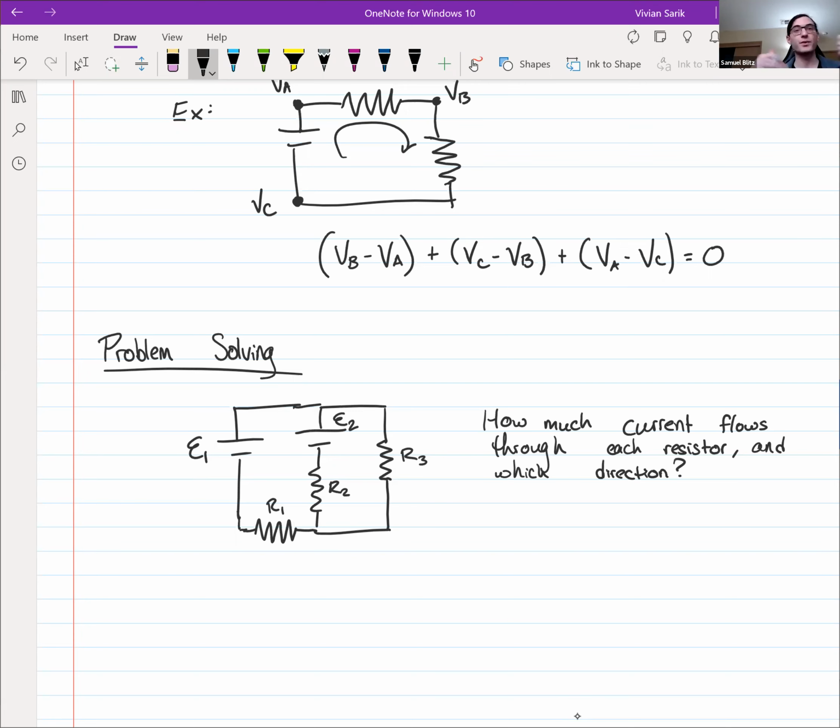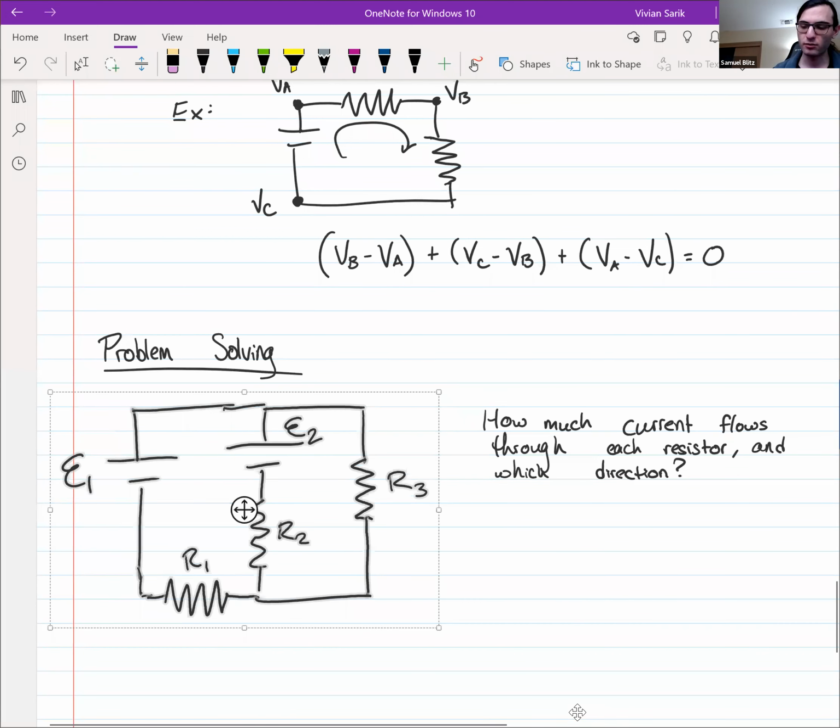We're going to try to come up with a set of equations that will let us solve for that. First, we should label the circuit with currents, just give them names, that way we have variables to solve for. So I'm actually going to take this and blow it up really quick, so that it's a little bit easier to work with.